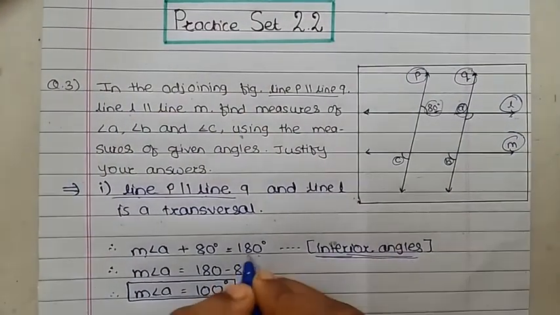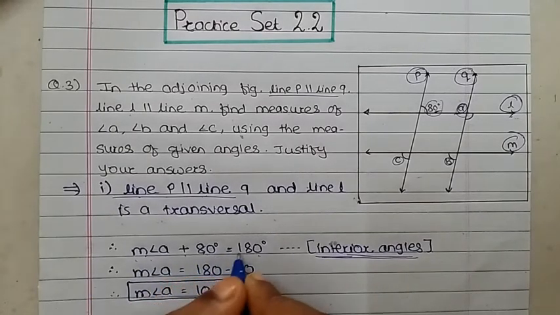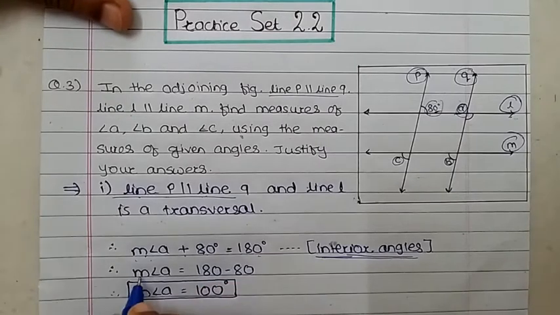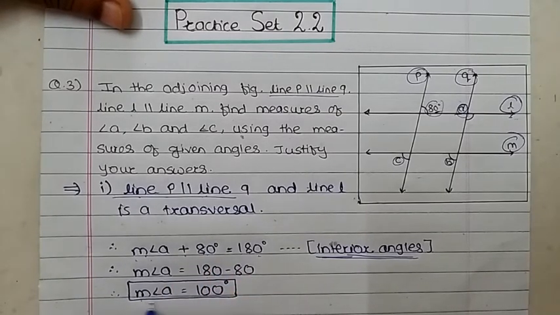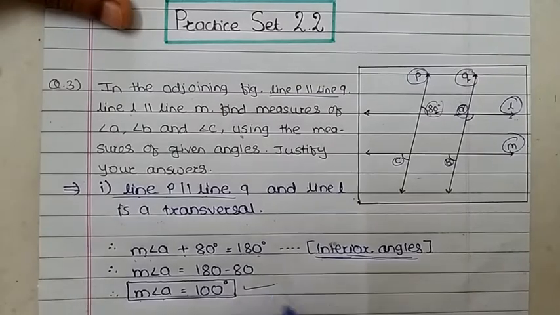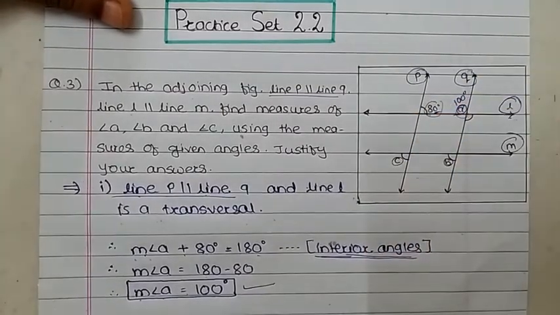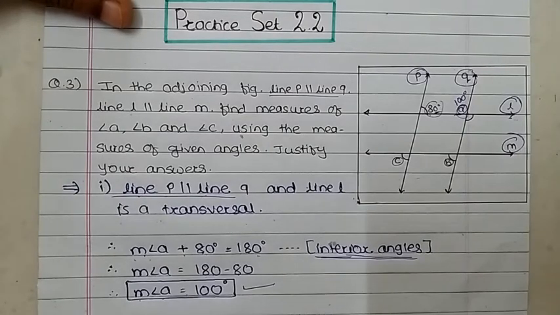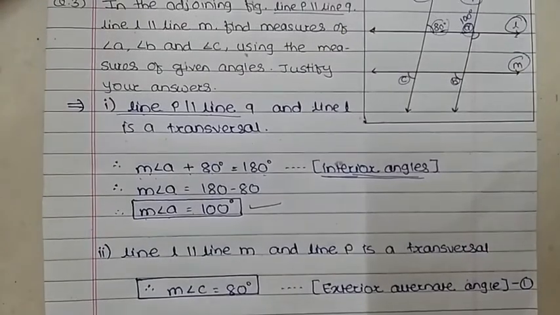Okay, so we can write it as measure of angle A plus 80 is equal to 180. Next, measure of angle A is equal to 180 minus 80, because we have to move the term to the other side. Then measure of A is equal to 100. So this is your first answer, that is 100. Next we have to calculate C. So where is C? Here.